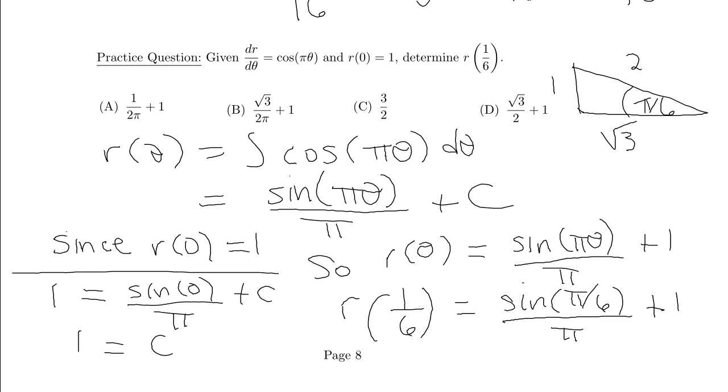opposite over hypotenuse. So what are we going to have? We're going to have 1 over 2 pi plus 1. So our answer, I actually have an error on the answer I posted on CourseBasis. So the answer should be A, 1 over 2 pi plus 1.